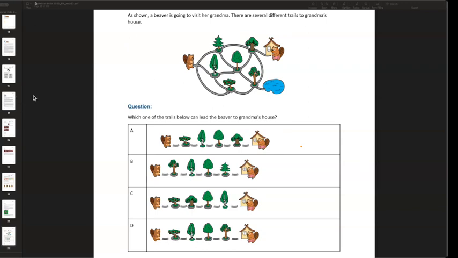Okay, so the correct answer is A, because let's follow this A. So the beaver goes from here, it goes to this cherry kind of bush. From there, it goes to the white birch tree. From there, it goes to a normal tree. Then it goes to one very thick trunk tree, and then to the house. So A is the correct option.